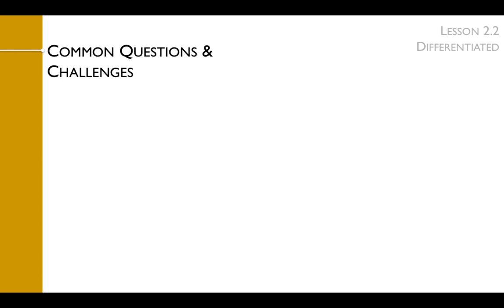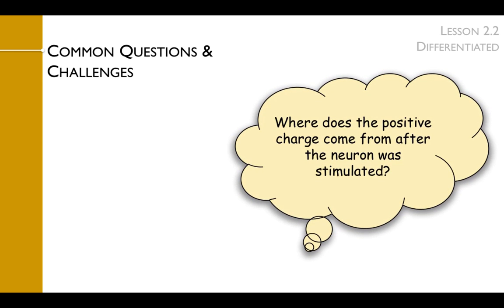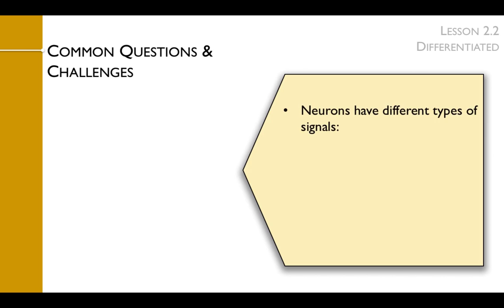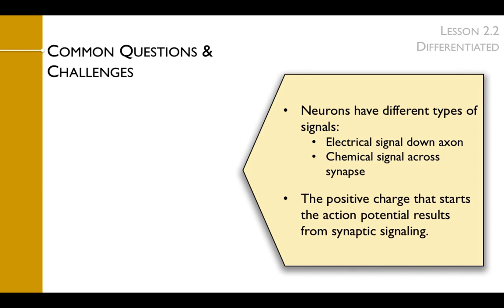One of the most common questions teachers get is, where does the positive charge come from after the neuron was stimulated? This is referring back to slide number 14. It's an awesome question because it shows your students are really thinking about how all of this comes together, and we did skip over that part. The answer to this question lies in the fact that neurons have different types of signals: electrical signals down the axon and chemical signals across the synapse. The positive charge that starts the action potential results from synaptic signaling and will be the focus of Unit 3.